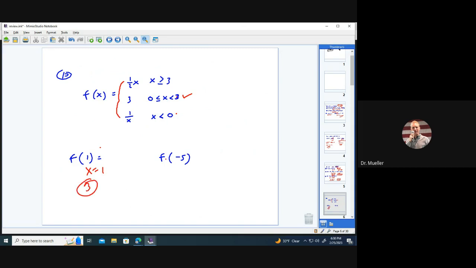F of negative 5, that would put us right here at this one, because negative 5 is less than 0. So we have 1 over x or 1 over negative 5, which is the same thing as negative a fifth. And that's it.